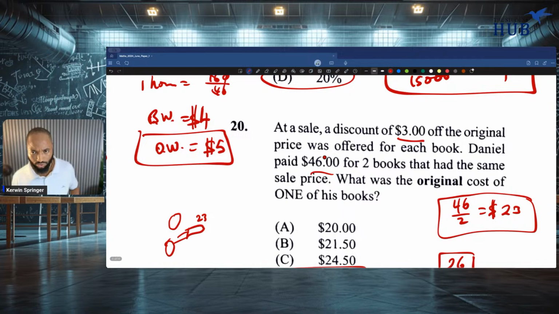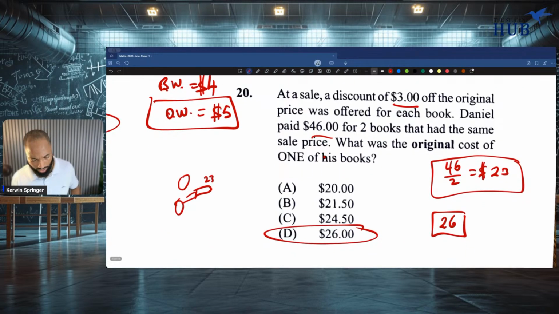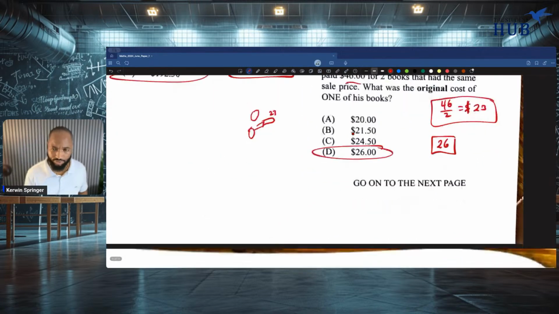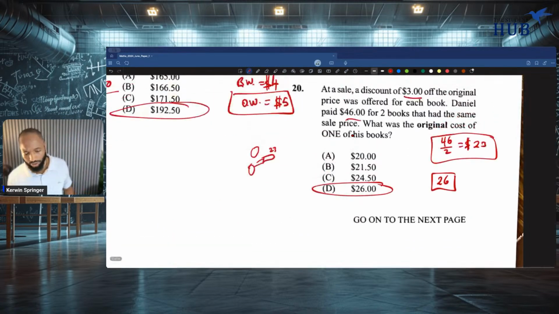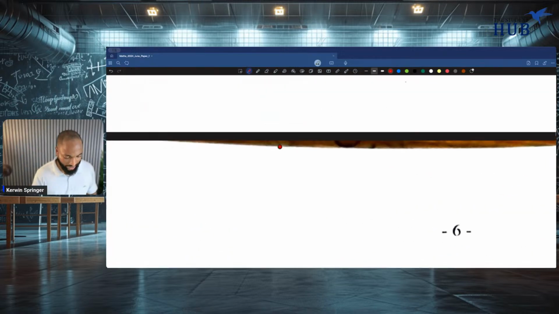So $26 is the answer. Why do I have the heebie-jeebies? Let me make sure I'm reading this properly. A discount of $3 off the original price was offered for each book. $3 off the original, so that's 23, right? Yeah, that's good. Yeah, we're good. We're cooking with gas, for one of his books, right? So boom. All right, into the algebra.